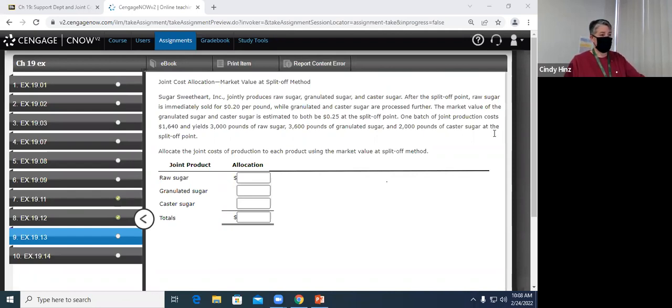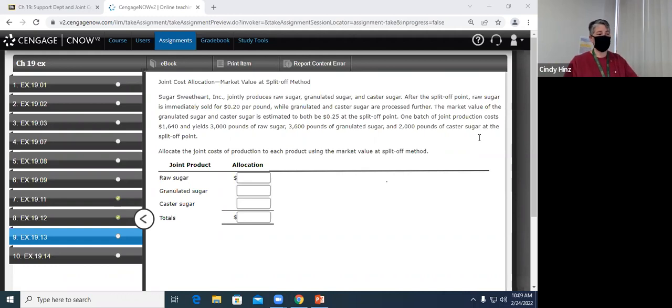After the split off point, raw sugar is immediately sold for 20 cents per pound, while granulated and castor sugar are processed further. So this is at the split off point. If we use the physical units method, we would simply ask how many pounds went to this, how many pounds went to that, how many pounds went to the other, and that's how we'll split up the cost.